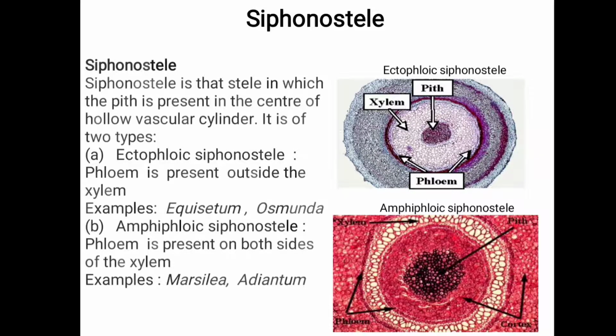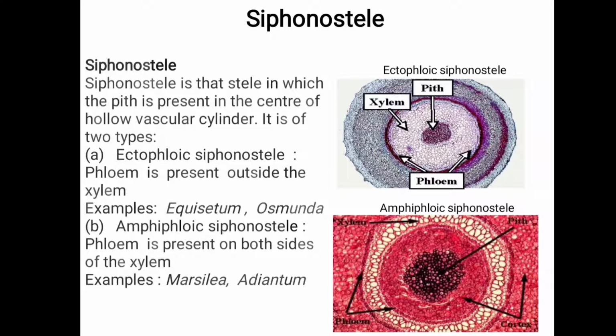In the ectophloic siphonostele, the phloem is present outside the xylem. It means the xylem is present on the inner side and the phloem is present on the outer side of the xylem. So this arrangement is known as the ectophloic siphonostele. It occurs in plants such as Equisetum and Osmunda.